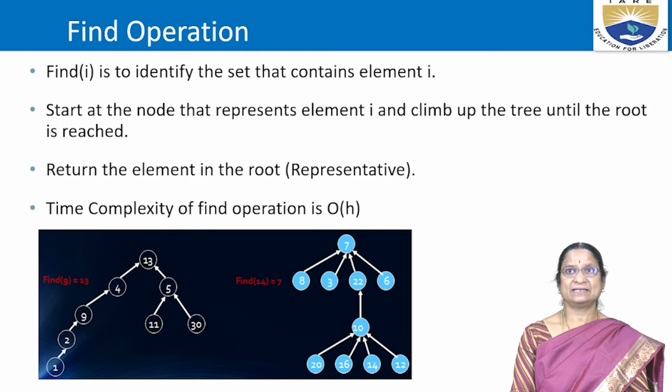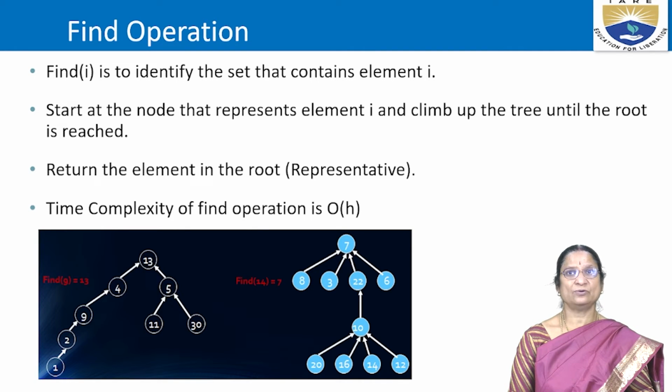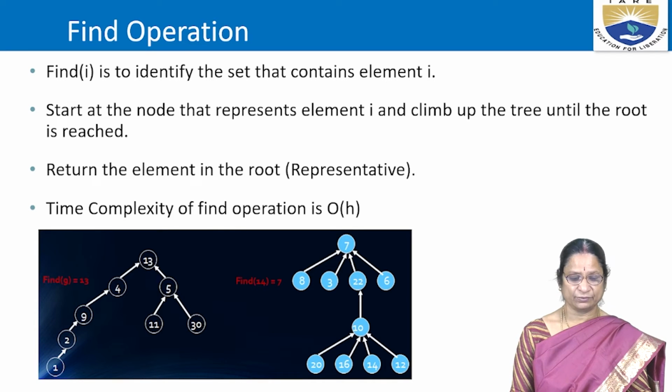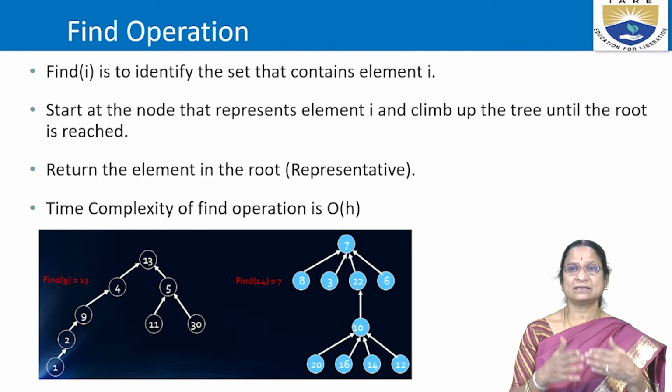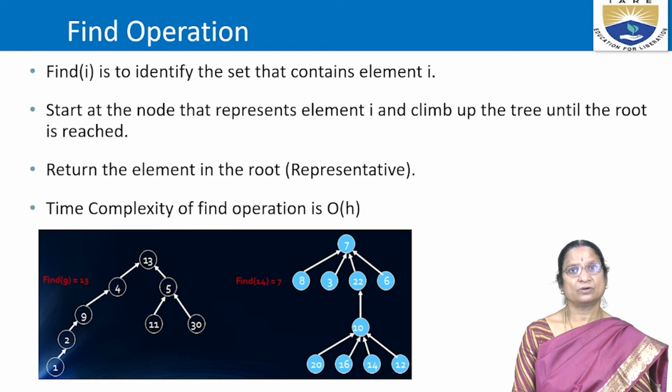Start at the node that represents the element I and climb up the tree until the root is reached. In case of the find operation, it will take a little bit of time. First we have to check each node, starting from the terminal nodes, and climb up until the root is reached. Return the element in the root as the representative. The time complexity is the maximum height of the tree we are traversing, so it is order of H, which will be log. The height of the tree is the time taken to find.